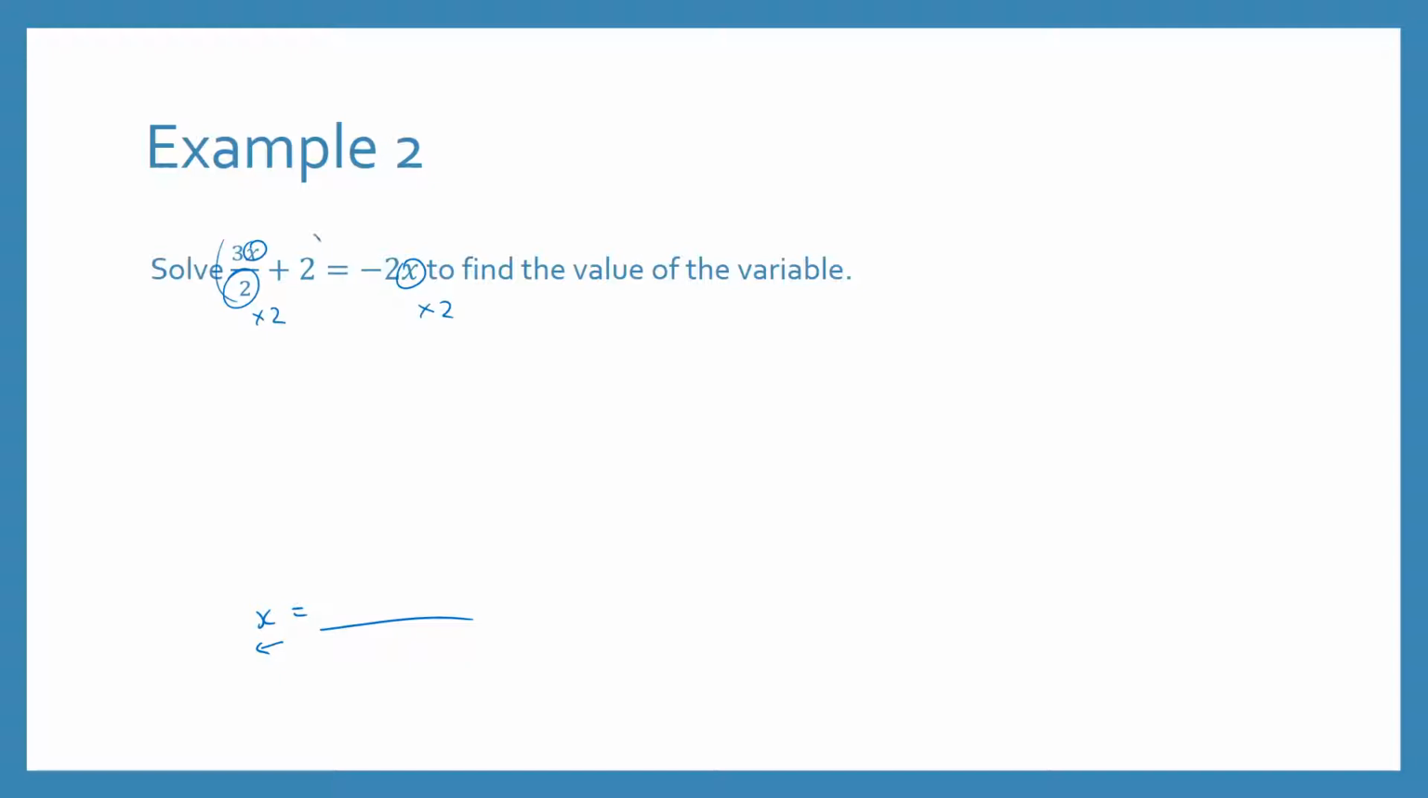So if this whole thing is multiplied by 2, we're going to get 3x plus 4. Because this whole thing multiplied by 2, these two cancel out. When we multiply 2 by 2, we're going to get 4. Equals, and then minus 2x times 2 is minus 4x. So now we've got a nicer looking equation.